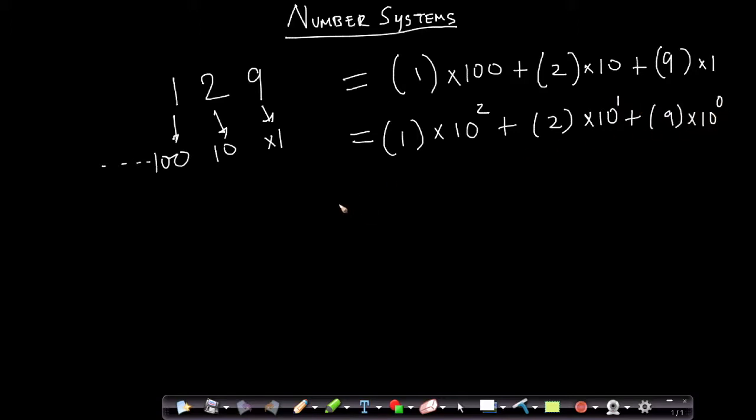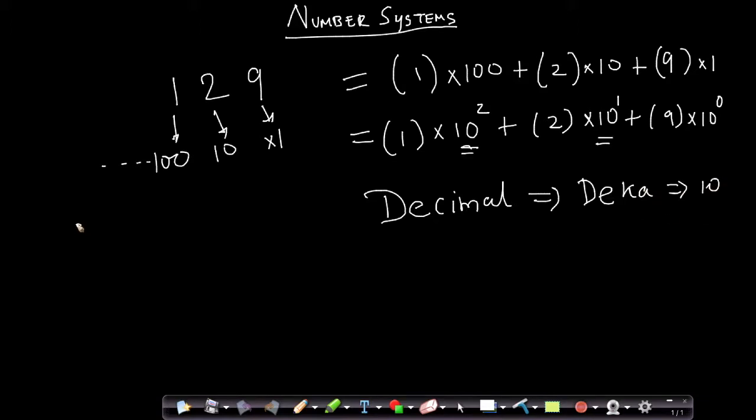This form of representing the numbers wherein we have weights in the powers of 10 is called the decimal number system, which comes from the Greek word deca, which means 10. So in our daily life, when we use 10 digits from 0 to 9, it becomes convenient for us to use a number system with powers of 10.